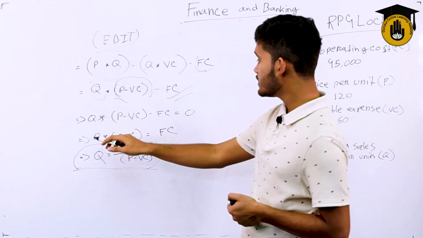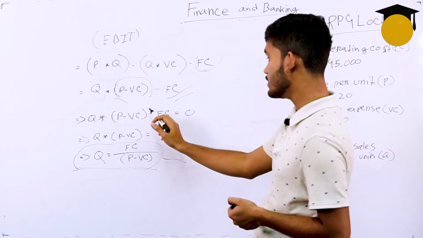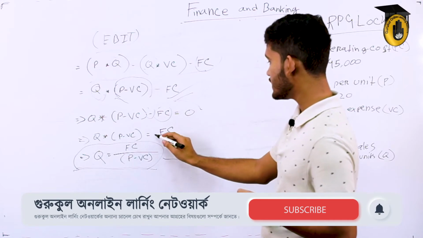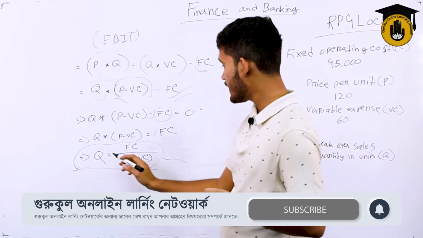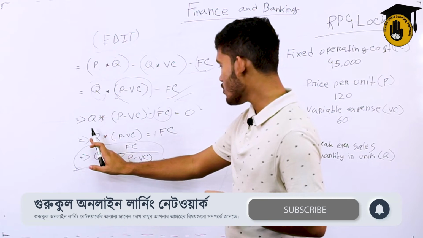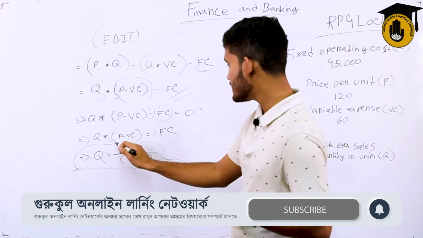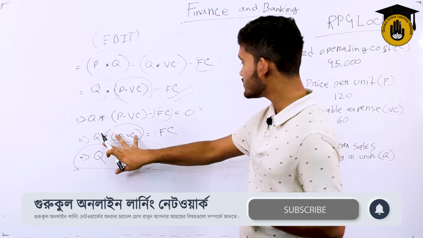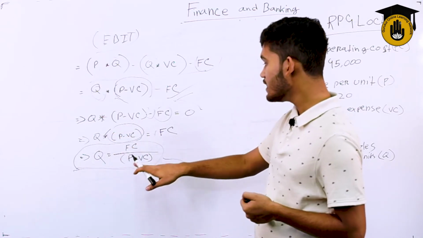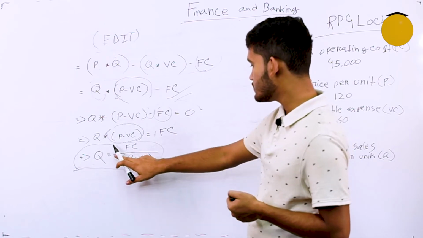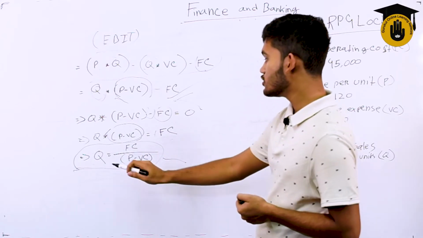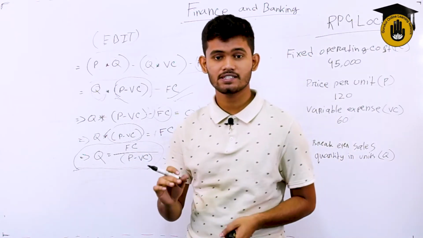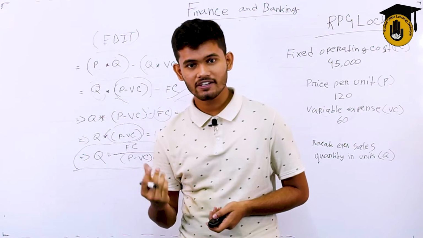So let's take Q into P minus VC. We take the FC to the other side, so the minus will be converted into plus. Then P minus VC was in multiplication with the Q, so if we take P minus VC to the other side within the bracket, it will divide the FC. That's how we get Q is equal to FC divided by P minus VC. That's the basic formula of the break-even equation.